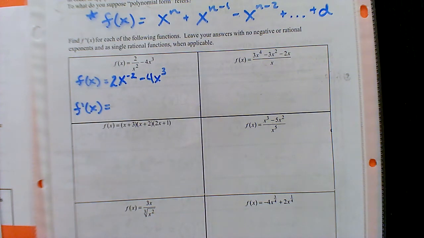What would our derivative look like? Can we apply the power rule? Anybody want to give it a shot? Multiply down the power, subtract 1 from the power.